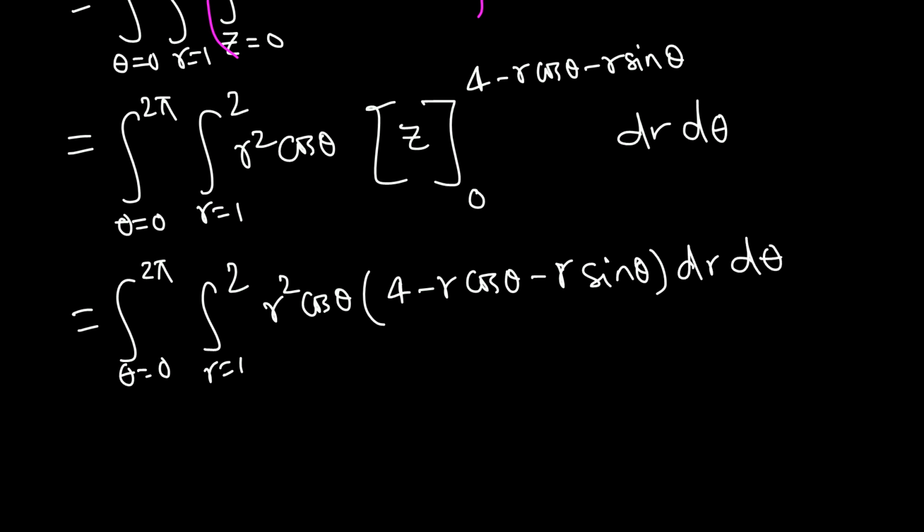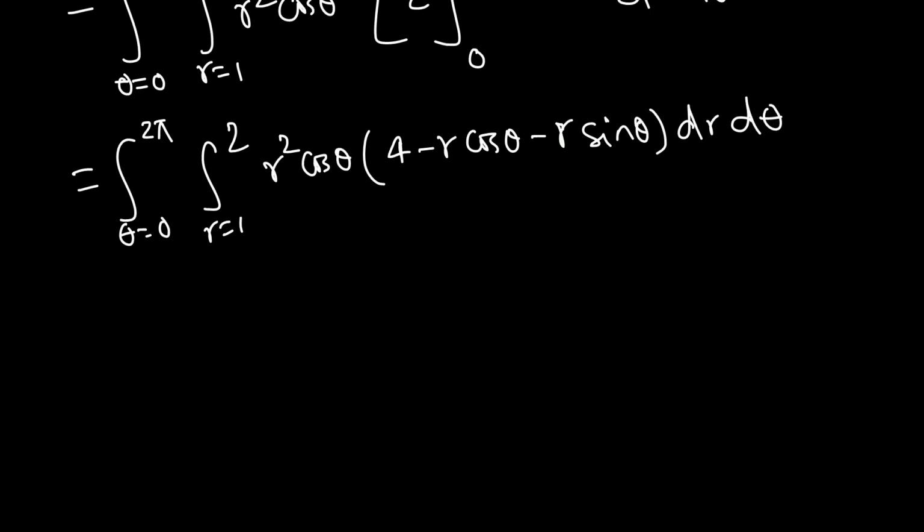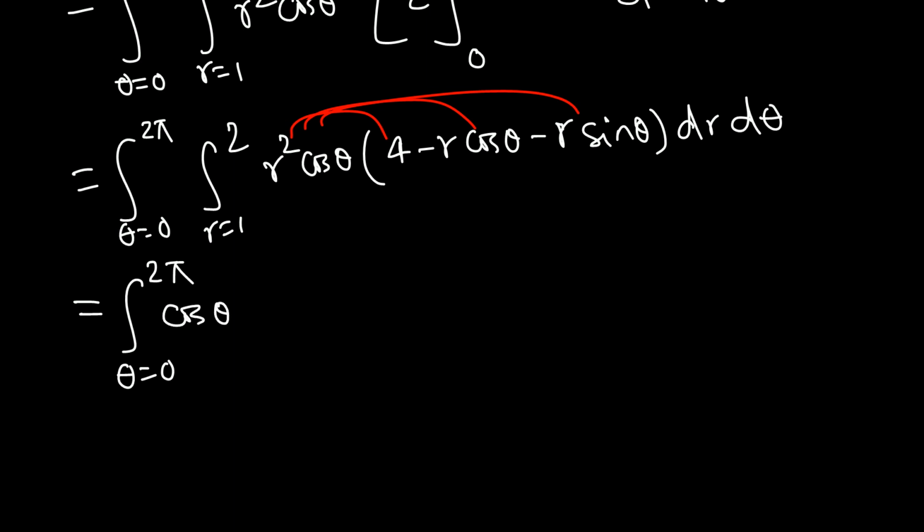So we have r squared cosine theta times 4 minus r cosine theta minus r sine theta, and we have dr d theta. Now we need to integrate this, got a bunch of things here with respect to r, so theta will be just constant, so it should not be that bad. But first let's distribute, at least r squared in 3 terms. Theta equals 0 through 2 pi. This is r squared times 4. Cosine theta is independent of r, so we can pull cosine theta outside here, so we have to take care of this at the end.